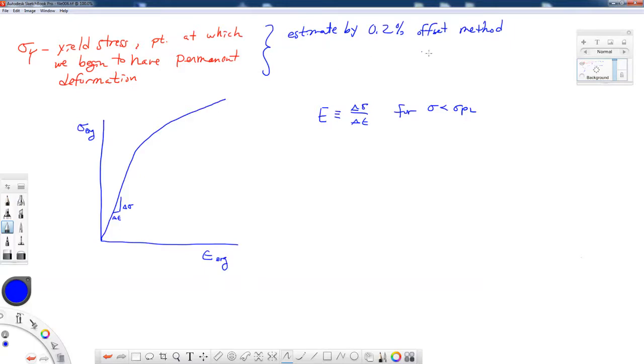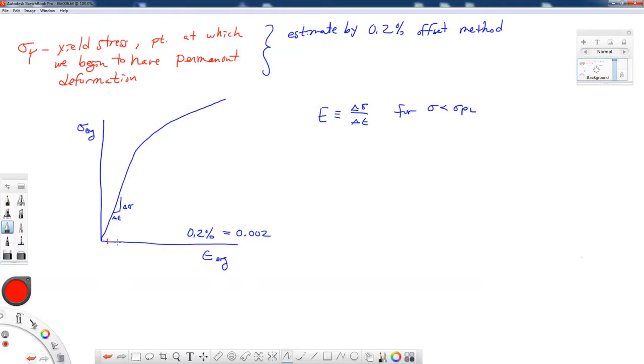In the 0.2% offset method, the 0.2% refers to the strain. Now strain is delta L over L naught. It's kind of like a percentage calculation, except without the times 100. Well, you can actually represent strain as a percent. If we were to convert this into inches per inch or millimeters per millimeter, then this value would be 0.002 as a unitless quantity.